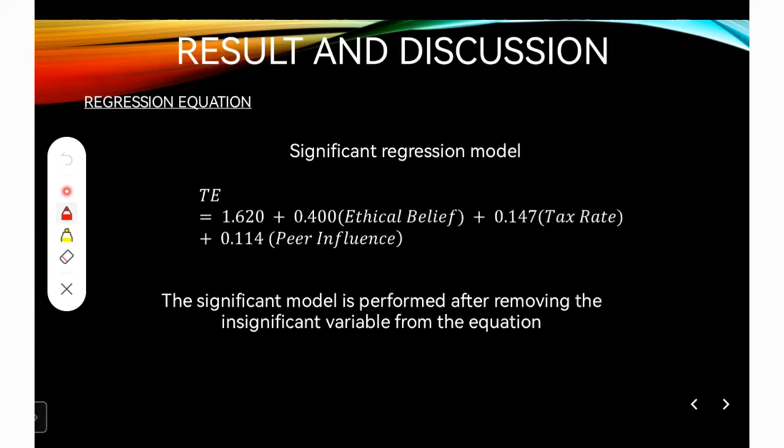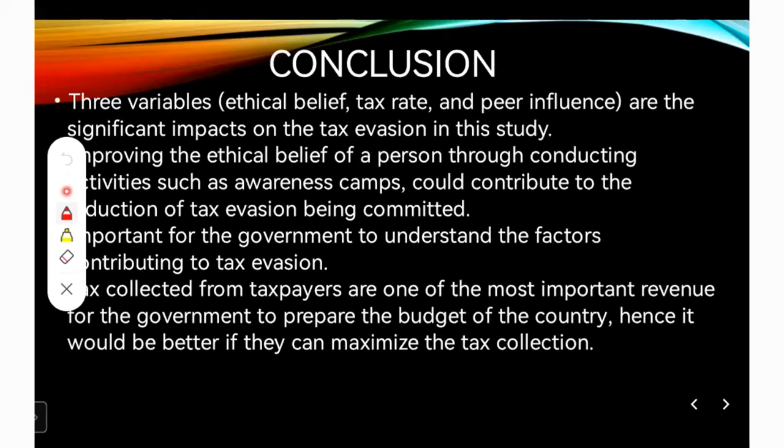I have come up with the model where we have constant, ethical belief, tax rate, and peer influence. Based on this, we have removed all the insignificant variables, and we are only using significant variables to do the analysis. Continue to the conclusion part.